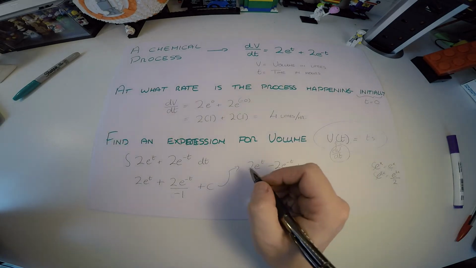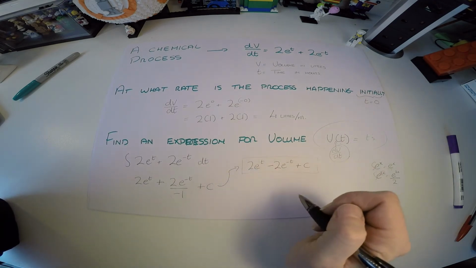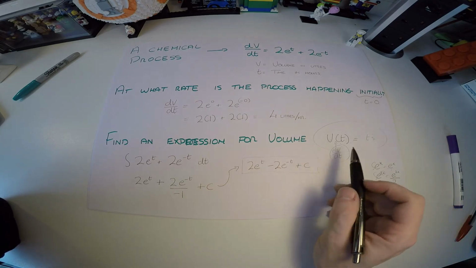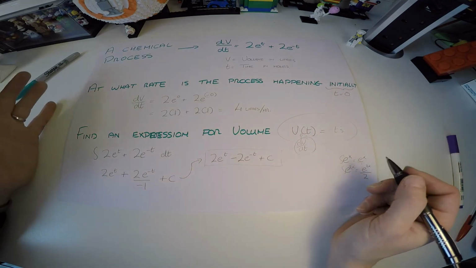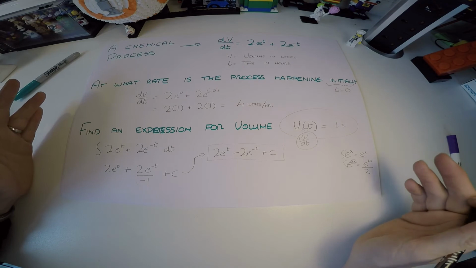Now, this is not finished, and it may seem unfair to you that it's not finished, but they do want a specific function for volume. We can't have a volume with an arbitrary constant in here. We have to know what that constant is. So, can I call it common sense? I don't know. It's hard maths, isn't it?